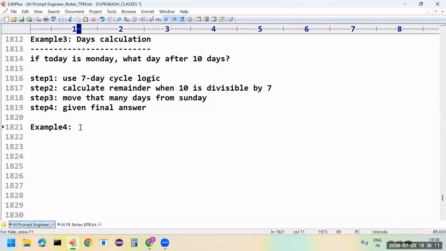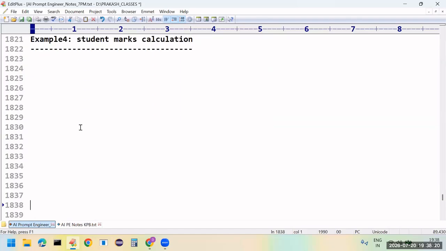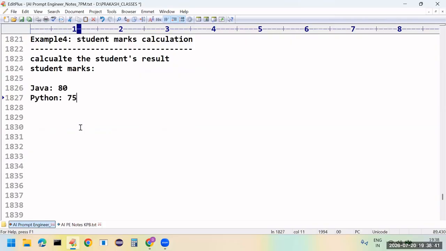Example number 4. Student marks calculation. Let us see. Sir, I want to calculate the student's result. So the student marks I have here: in Java, student got 80 marks. In Python, 75 marks. In SQL, 90 marks. In HTML, 70 marks. In CSS, 85 marks.